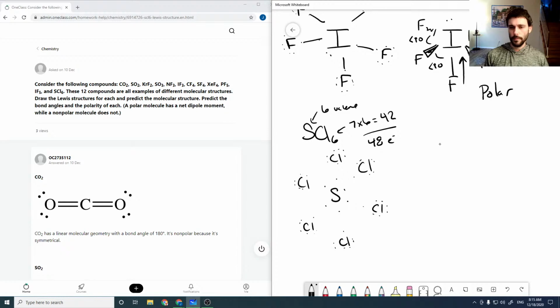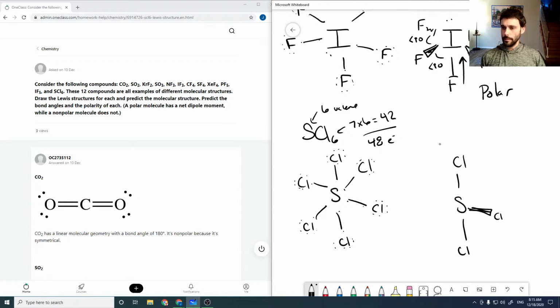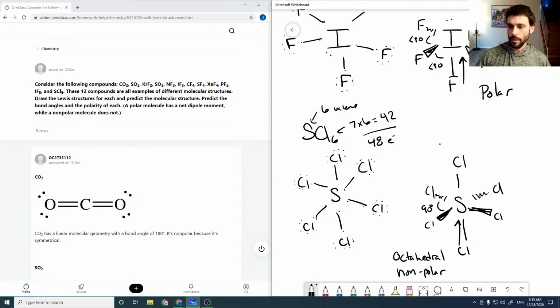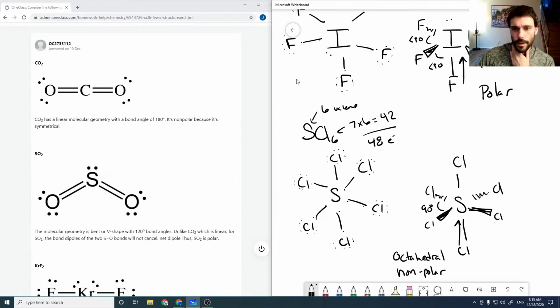And so it must be something like this, which if we draw it would be each of these going this way, coming out of the page, going into the page, coming out of the page, going into the page. And so this is an octahedral structure. Each of these angles is 90 degrees. And although each of these bonds would be polar, there's perfect cancellation, so this will be non-polar. Okay. So that's all of them.